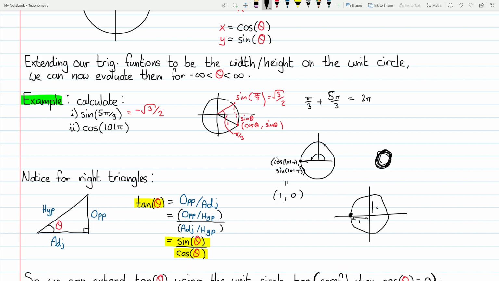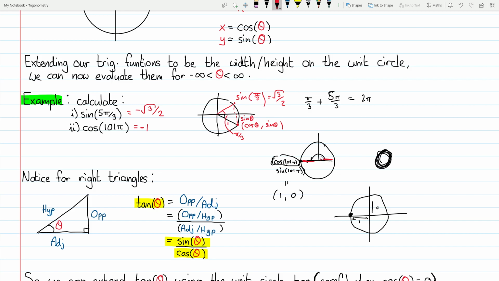And then comparing, the x-coordinate is going to be cosine of 101 pi, so that's just going to be 1. Oh, no, it's not going to be 1, because this length here is 1, sure, but we're on the opposite side, so this is going to be negative 1. Because again, we're using the unit circle to extend what it is.